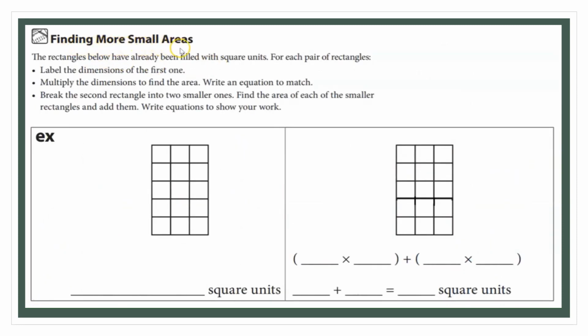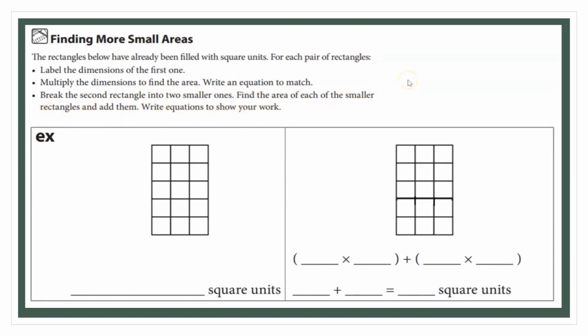Finding more small areas. So the rectangles below have already been filled with square units. For each pair of rectangles, we want to label the dimensions of the first one, multiply the dimensions to find the area and write an equation to match, break the second rectangle into two smaller ones, find the area of each of the smaller rectangles and add them, write equations to show your work.